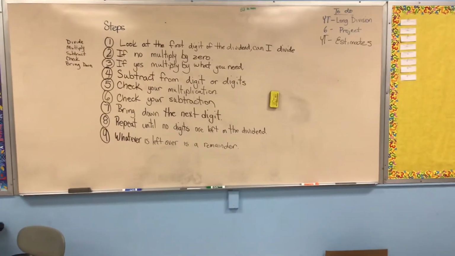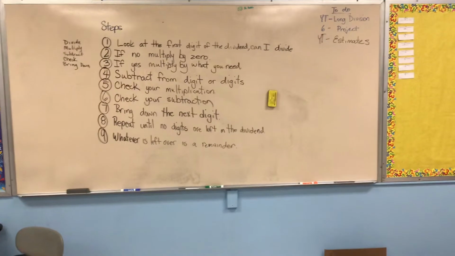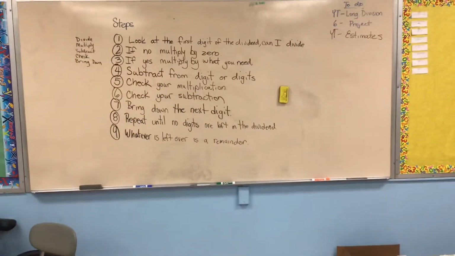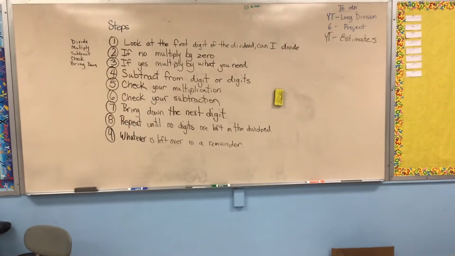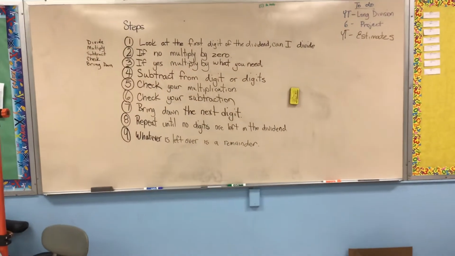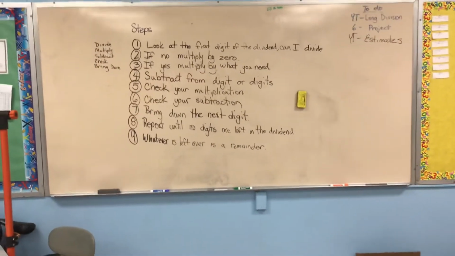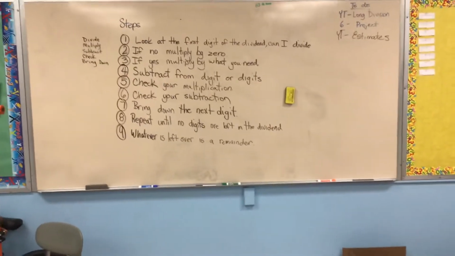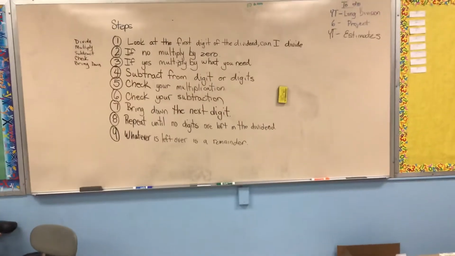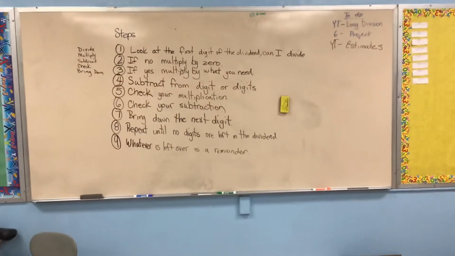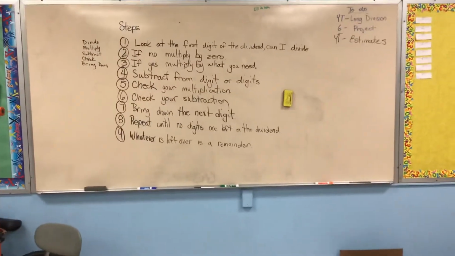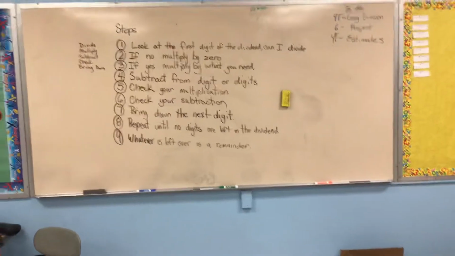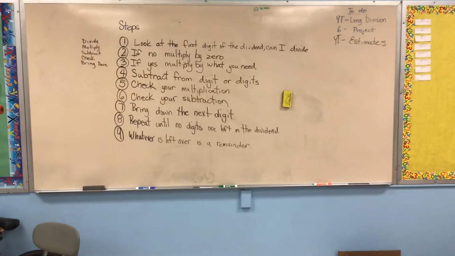On the board in front of me, you can see the steps for long division. So I'm going to go over each step and then I'm going to do an example. Look at the first digit of the dividend and ask, can I divide? My second step is basically an answer to that. If no, multiply by 0. So if you answer no, you have to multiply by 0. If you answer yes, then multiply by what you need. We'll talk a little bit more about that later.